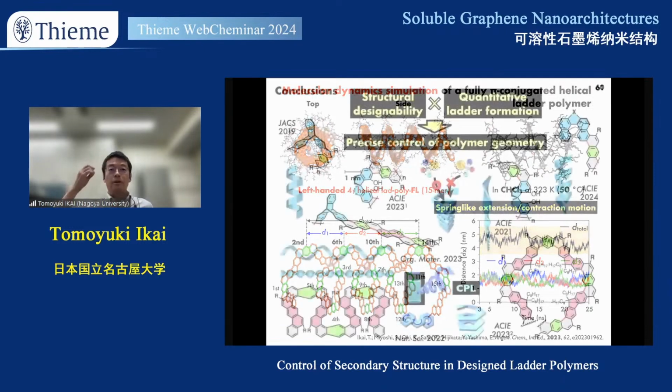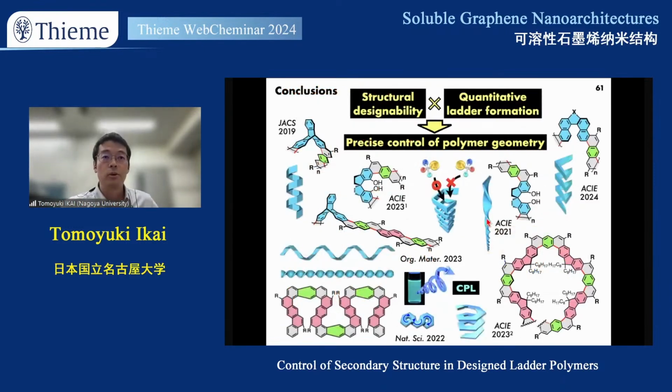Okay, so I'll summarize my talk. We can now realize the precise control of polymer geometry, the structural designability of ladder polymers with quantitative ladder formation. Some of the polymers show specific functionality, and we now believe that this ladderization approach will realize advanced functionality in the near future.